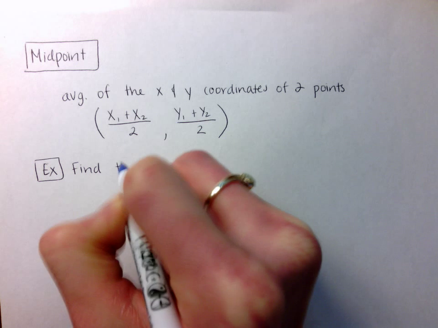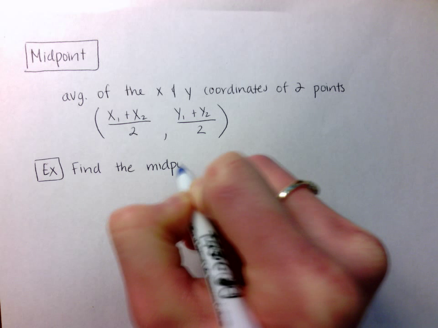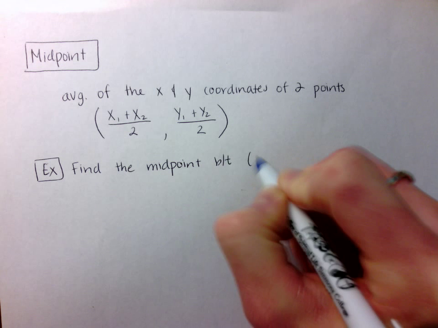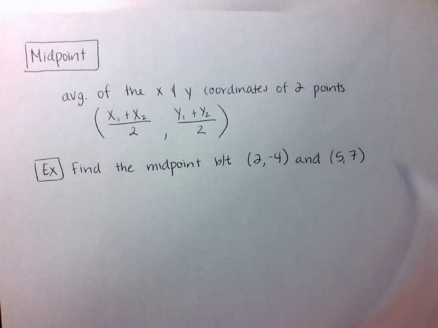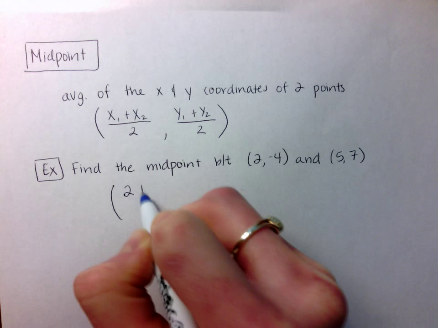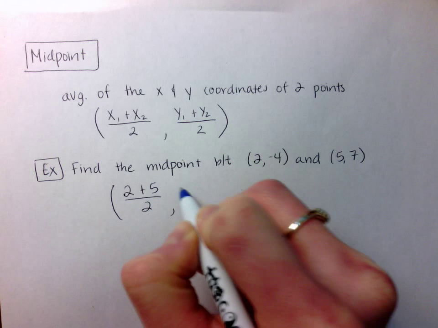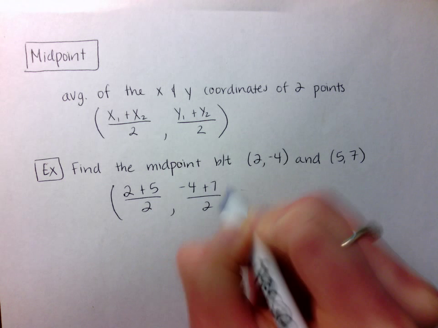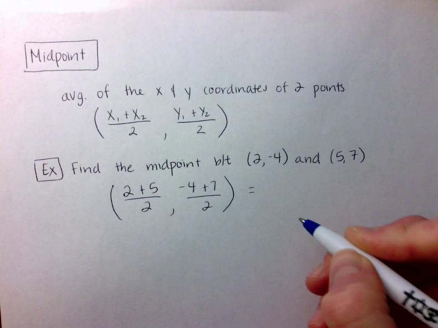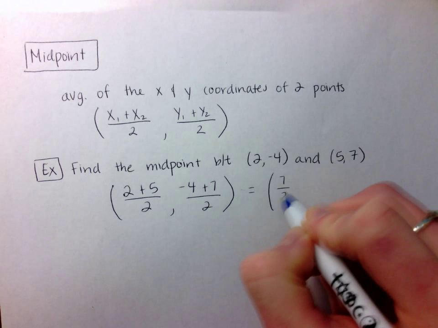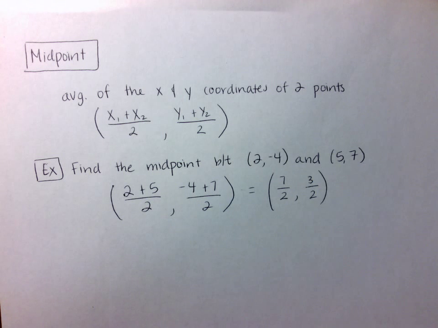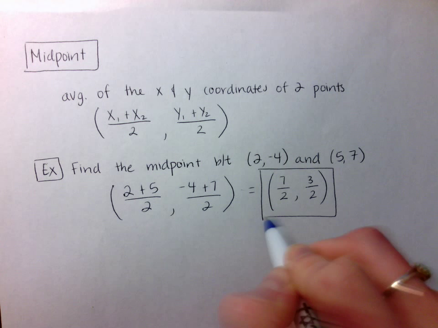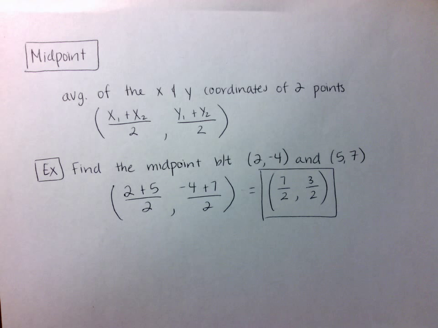Find the midpoint between (2, -4) and (5, 7). To do that, we're going to average the x's and the y's. So I'm going to do (2 + 5)/2 and (-4 + 7)/2. That gives me a midpoint of 7/2 for my x, and 3/2 for my y. So there's my midpoint. That's about all you need to remember for midpoint.